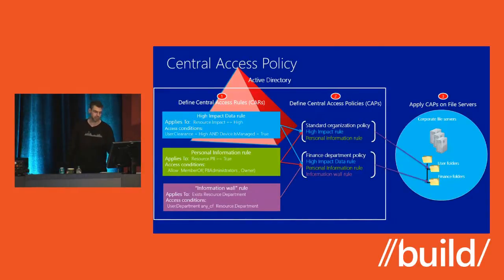To define a policy, we would put some of those together. Now, let's say in this hypothetical organization, they have the standard policy, which uses the high impact rule and the personal information rule. Okay? But in this organization, let's say that the finance department is different and they have higher standards. So they add to this the information wall rule. Okay? So there's two central access policies in this organization. These are then, via group policy, pushed down to file servers where they can be applied onto files. And then they're controlling access on those files.